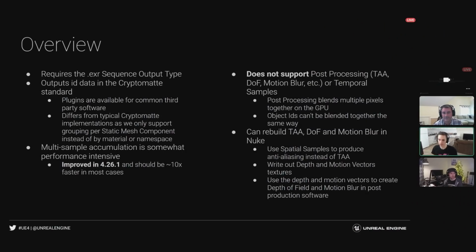So as an overview of the Object ID pass, it's going to require using the EXR sequence output type. It doesn't work with JPEG because they only store 8 bits, and Cryptomatte needs 32-bit. We again output in the Cryptomatte standard.